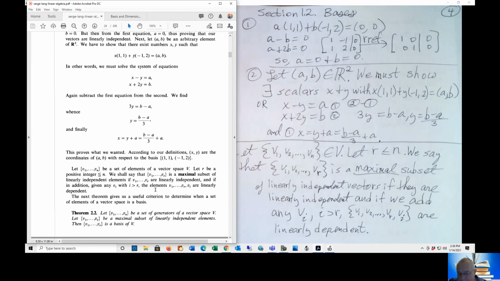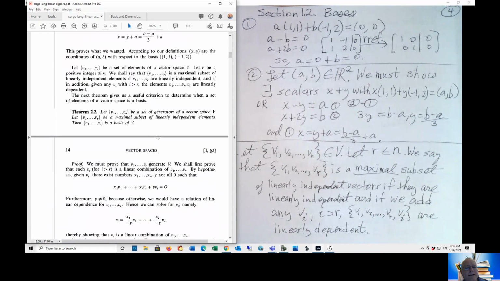So that tells us that for any ordered pair in R2, there do exist scalars x and y that are determined by the two coordinates a and b. So you can calculate what the coordinate vector is given any ordered pair and given this particular basis as your example. Okay? All right, next is a very important concept called a maximal subset of linearly independent vectors.